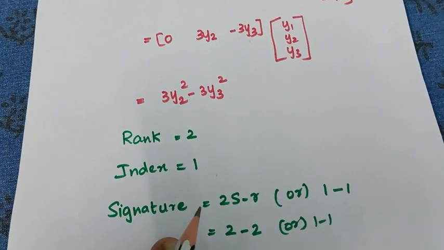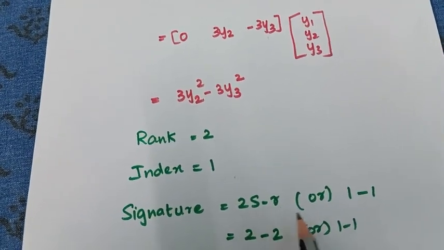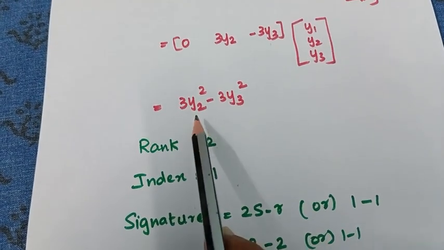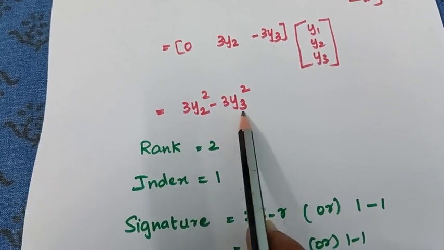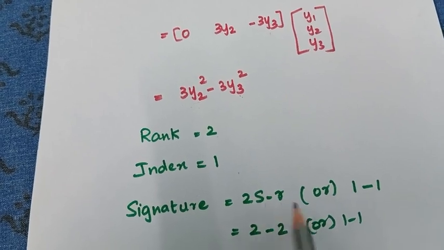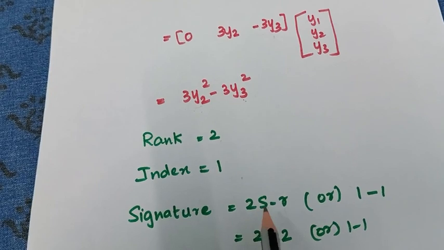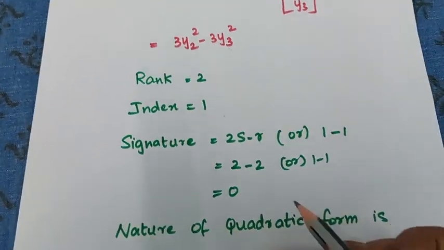So next is signature. So signature we can calculate by formula, 2s minus r, or we can write as difference between the number of positive square terms and negative square terms. So positive square term is 1, negative square term is 1, so it will be 1 minus 1 will be 0. So here in 2s minus r, this s is nothing but the index. So index we know it is 1, and rank is 2. So 2 minus 2, signature is 0.